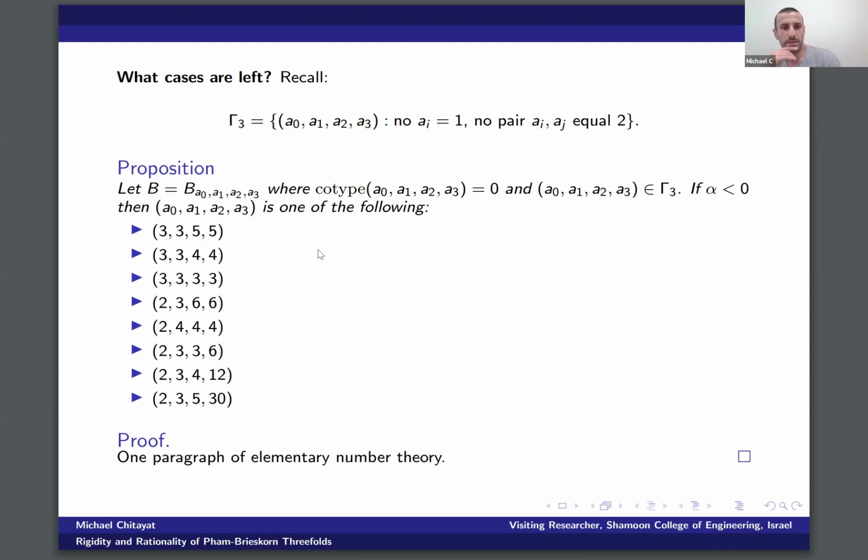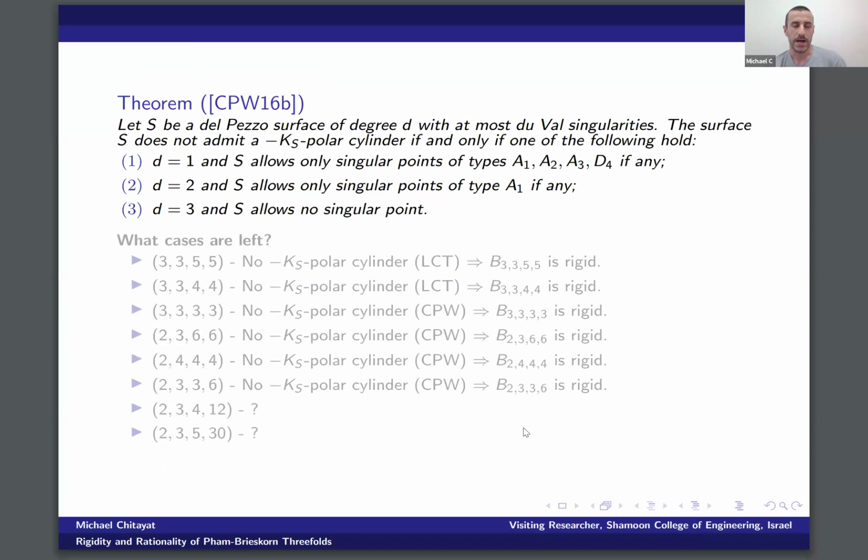So a proposition: let B be a Pham-Brieskorn ring such that the cotype is 0, and this tuple is an element of gamma 3. If alpha is negative, so the amplitude is negative, then there are only 8 possible cases. Alpha, A0, A1, A2, A3 is one of these 8 cases. And the proof is one paragraph of elementary number theory. So we only now have to worry about these 8 cases. And 4 of these cases are essentially solved for us once we compute the self-intersection number of the canonical divisor and the singular points of the proj of these Pham-Brieskorn rings.